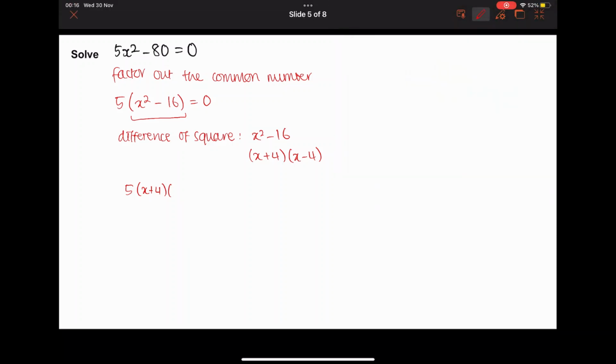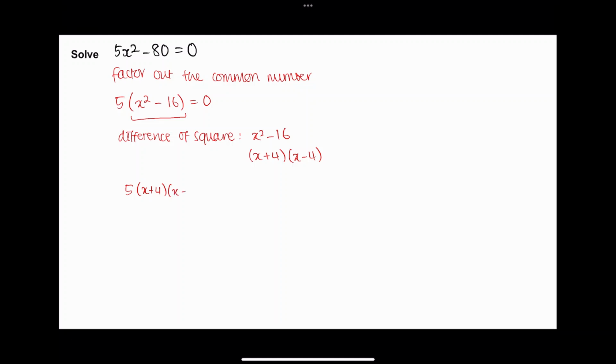0. Now, 5 can't be equal to 0, so we have to treat each of the brackets as if they are equal to 0. So either x + 4 = 0 or x - 4 = 0. This gives you either x = -4 or 4, which is your final answer, and now you have found the values for x.